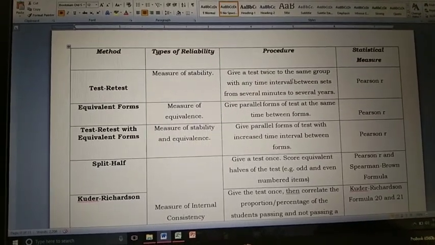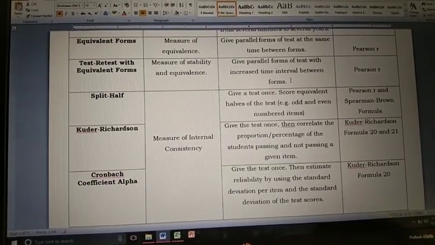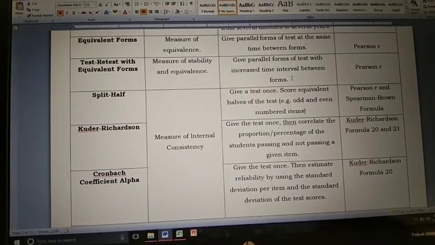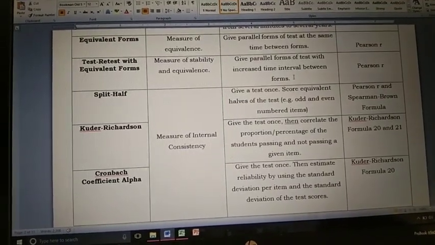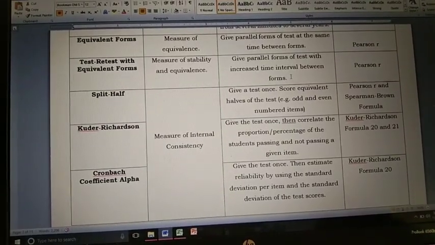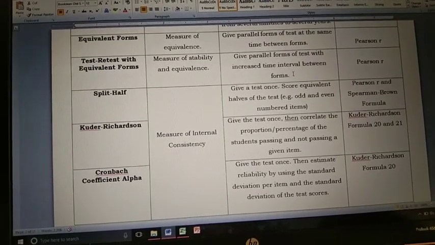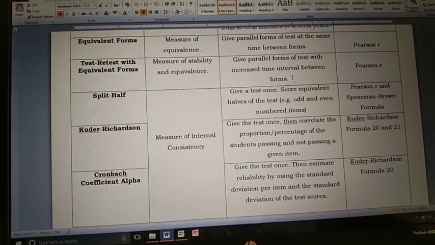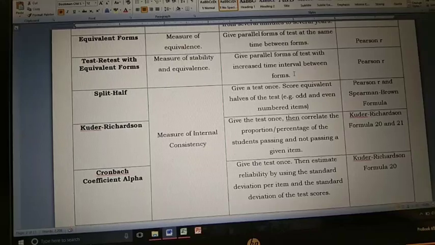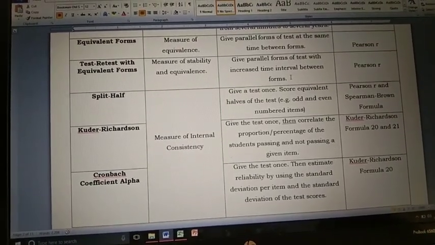Next, we have the split-half. It is a measure of internal consistency. Give a test once, then score equivalent halves of the test, for example, odd and even numbered items. You are going to utilize the Pearson r, and after using the Pearson r formula, you are going to use the Spearman-Brown formula.